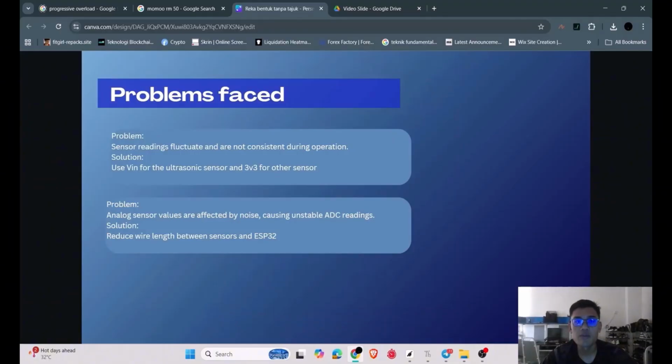These are the problems faced during the process of the project. The first one is sensor readings fluctuated and were not consistent during operation. For the solution, we use VIN for the ultrasonic sensor and 3V3 for the other sensors. The second problem is that analog sensor values are affected by noise, causing unstable analog-to-digital readings. For the solution, we reduce the wire length between the sensors and the ESP32. That's all from me. Thank you.